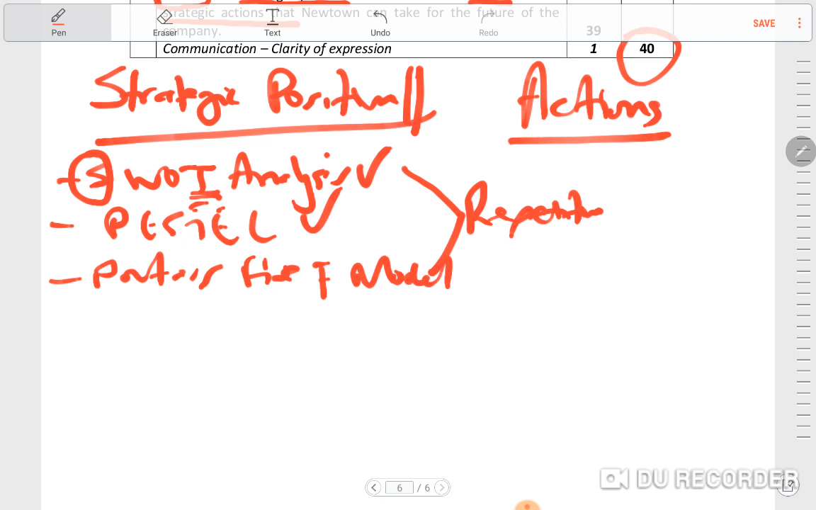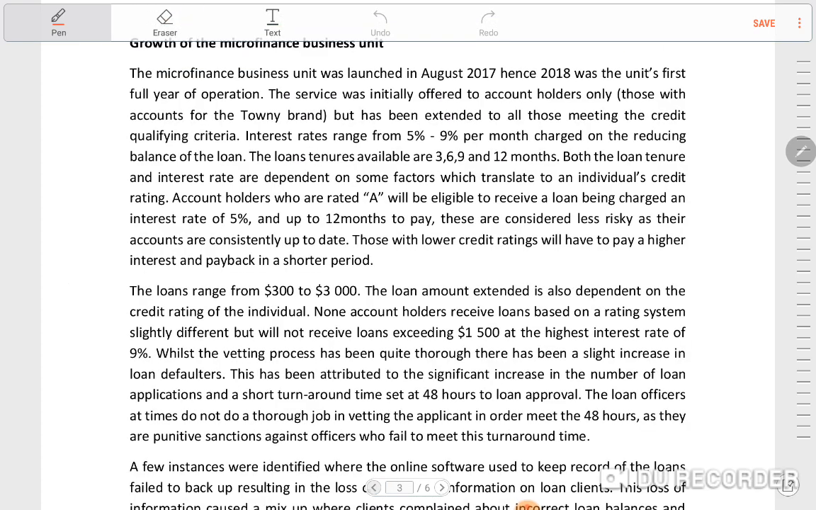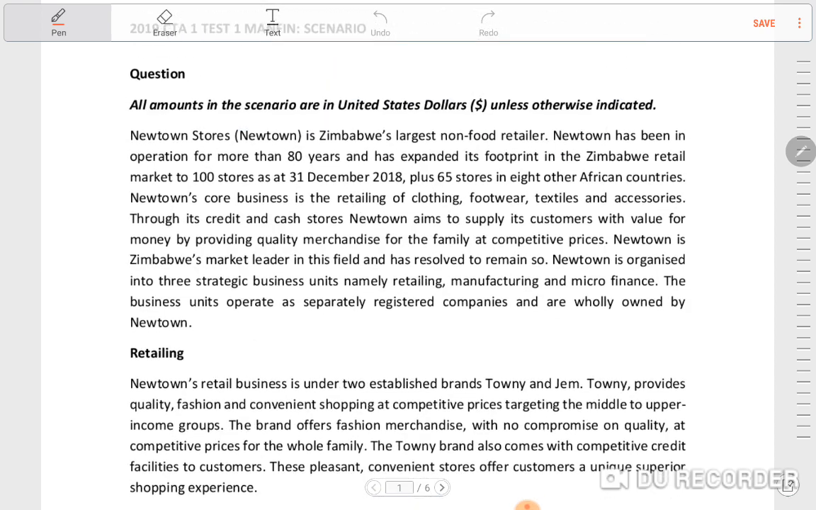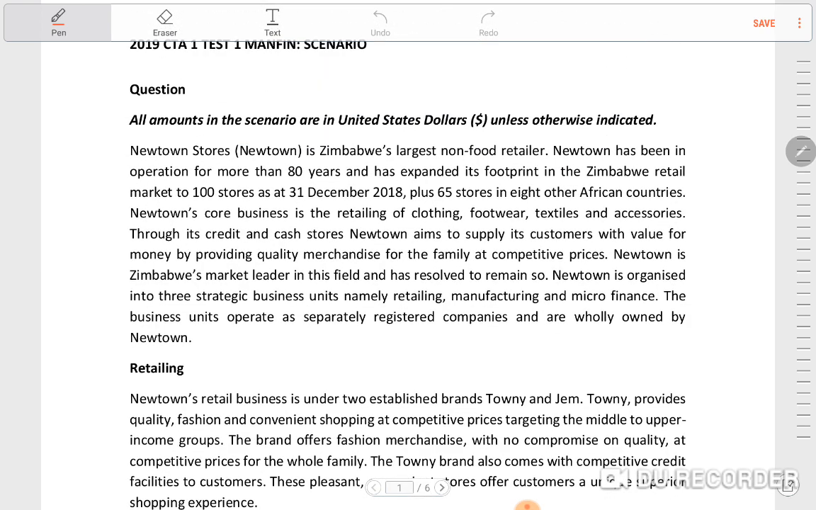So let's demonstrate some of this. I'm going to go through the case study. In the case study, you were told Newton Stores is Zimbabwe's largest non-food retailer, and Newton has been in operation for more than 80 years and has expanded its footprint in the Zimbabwean retail market to 100 stores as of 31 December 2018. I would believe the majority of you picked the trigger that 80 years is a good thing. Newton has been in business for the past 80 years. So how do you write this as a strength? The fact that Newton has been in business for 80 years, what advantage does that give them?